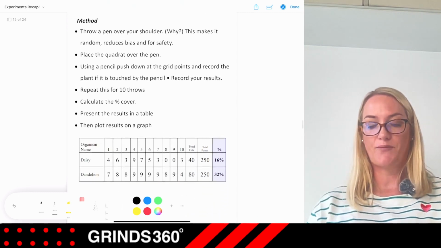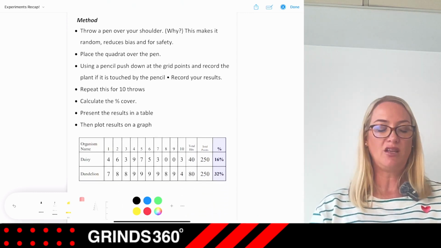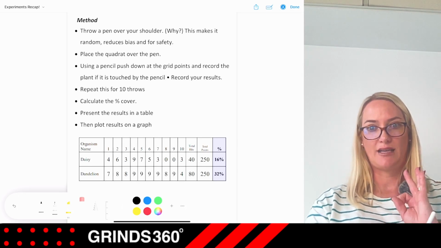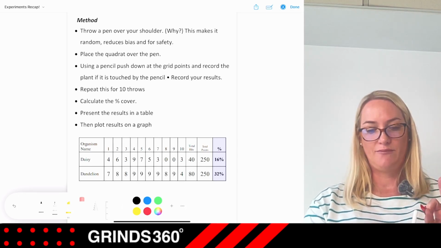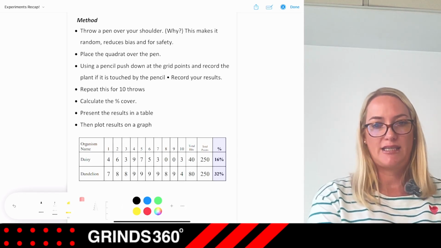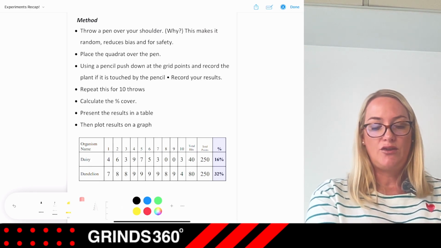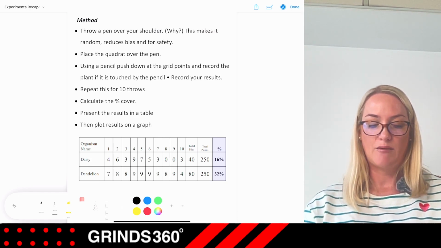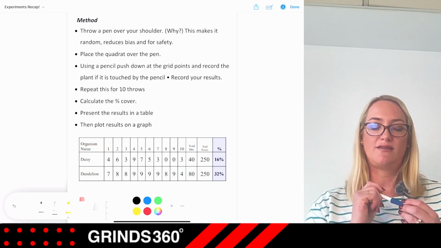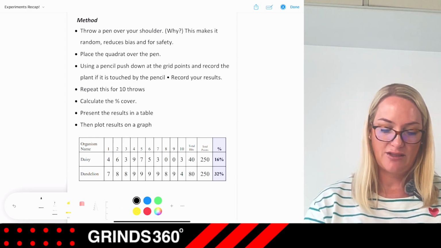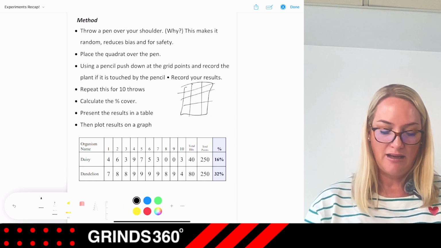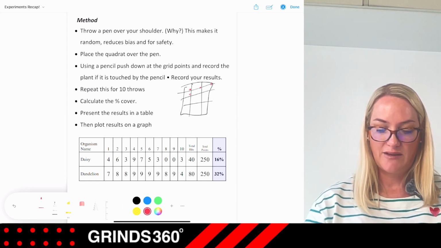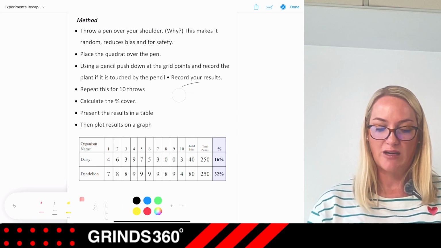So the same method, throw your pen over your shoulder. Why? It's random, reduces bias, and safety. There's marks there for that, at least 3 marks there. Place your quadrat down, a mark for your quadrat. Using your pencil, I have them here, push at the gridded points and record if the plant is present or not. So when I do this in school, if it's my gridded quadrat here, I'd get my students to go to the right-hand corner and see if it's present or absent.